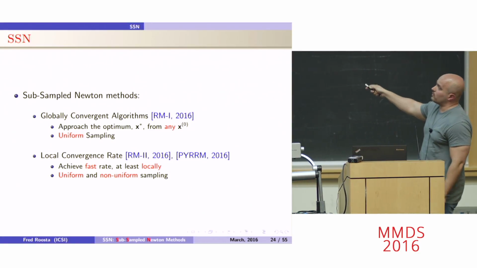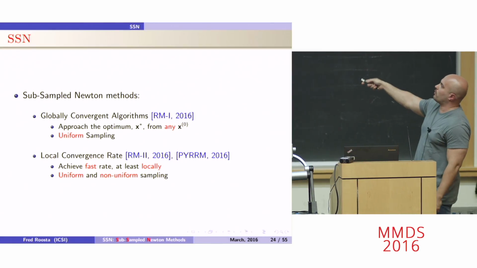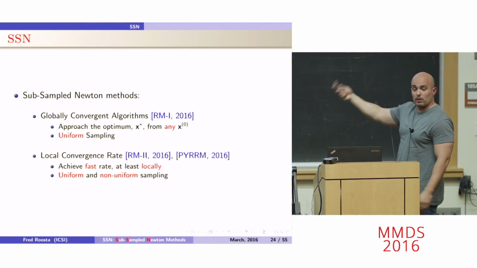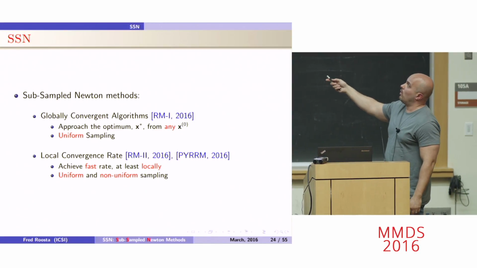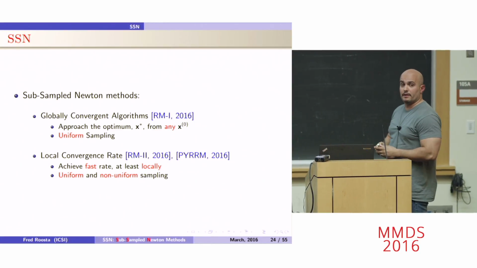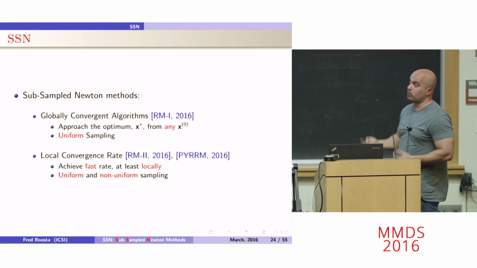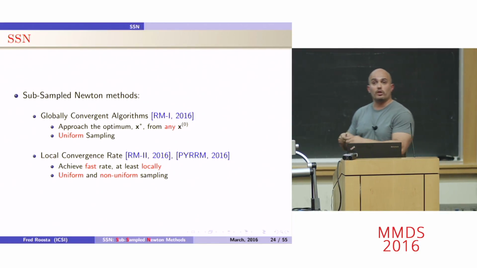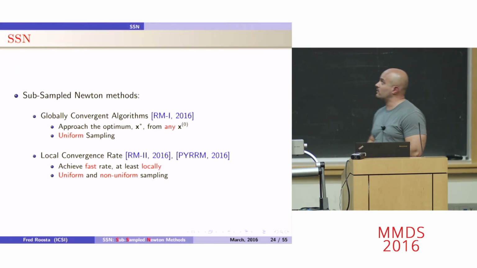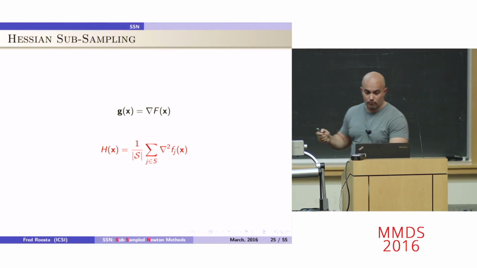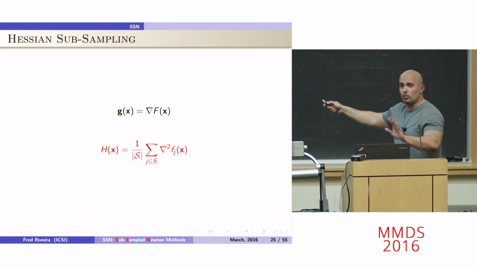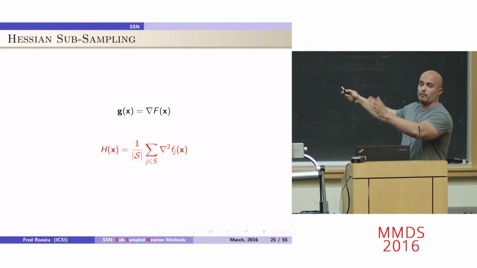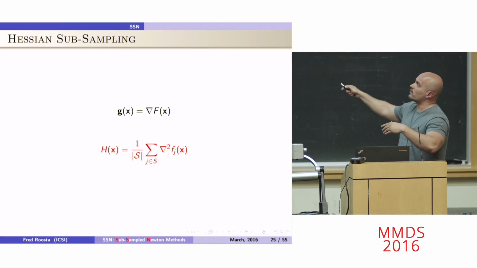So this is a summary, an overview of what we have done in our group, where we looked at globally convergent algorithms, that approach the optimum from any point, and also we looked at their local properties. And we recently did some interesting work on how we can incorporate non-uniform sampling. It's not a trivial task as opposed to simply uniform sampling. So I'm just going to give you quickly a few results. Part of our results, in which I'm just going to use full gradient and only do Hessian sampling.